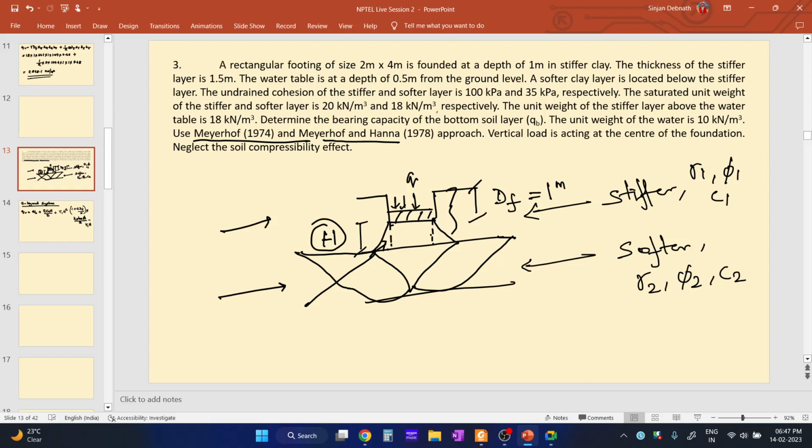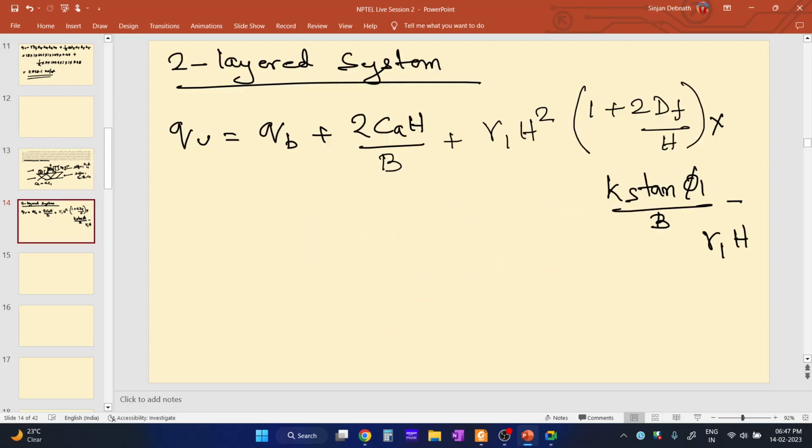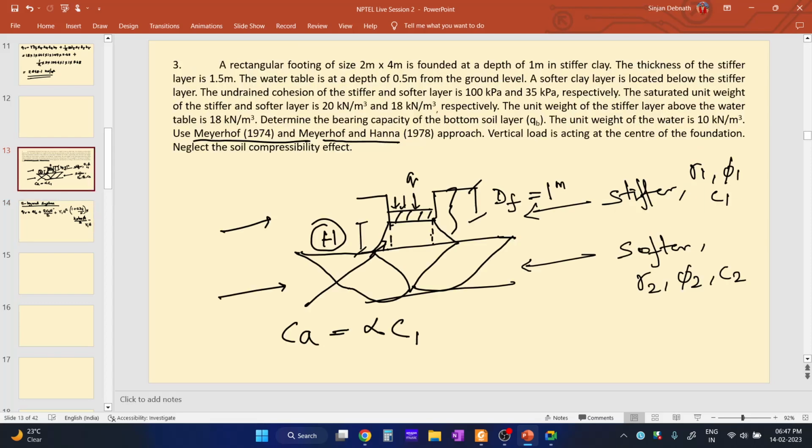Along this dotted line, the adhesion coefficient is defined as Ca, which is alpha into C1, where C1 is the cohesion of the top layer. We know gamma 1, the unit weight of the top soil. H we know. What is H? H is this part.